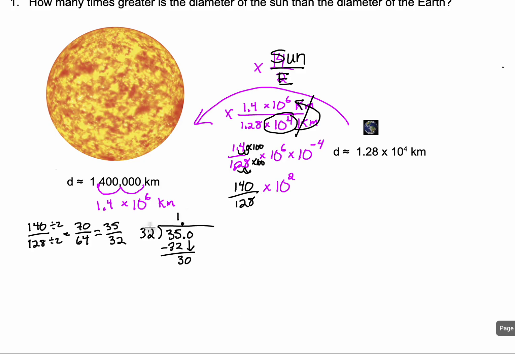Ooh, 32 does not go into 30, so it goes in 0 times. 0 times 30 is 0. Subtract that away is 30. Don't forget to put that 0 on the top. That sometimes is missed. So 32 goes into 300.